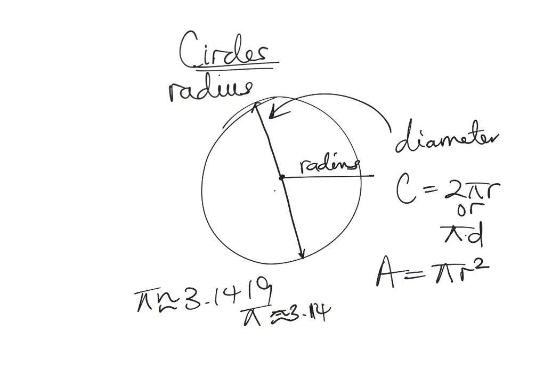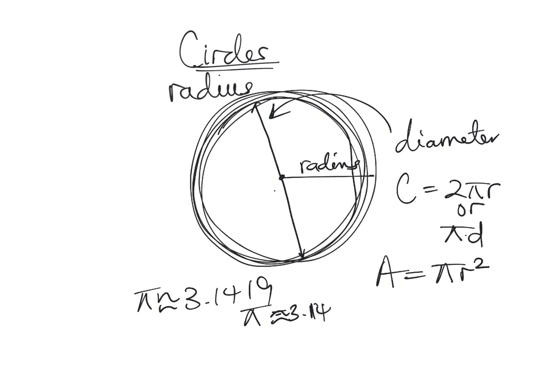Pi is the ratio of the circumference of a circle to its diameter. So if you take the circumference of a circle, which is when you go around a circle once, and divide it by its diameter, you get pi.